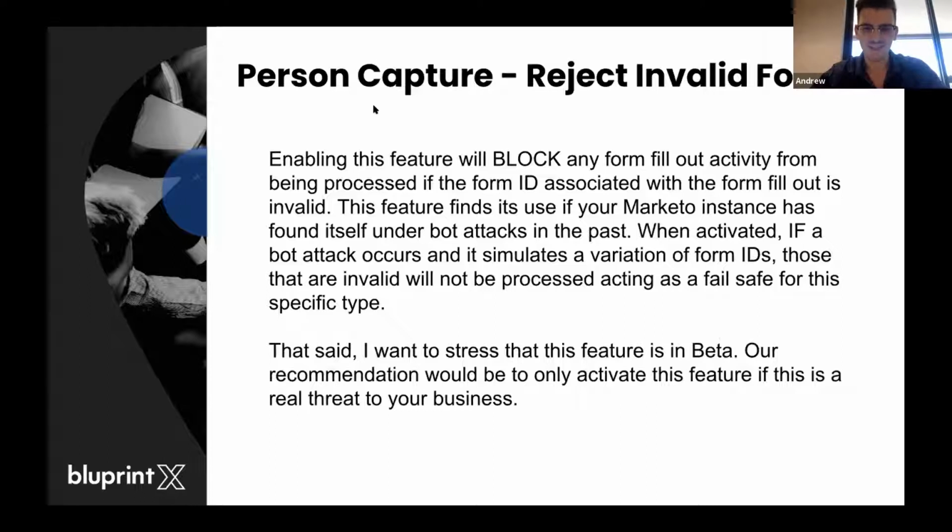Now, it sounds a little bit complex when I say it like that, but essentially, when activated, if your instance comes under attack from bots, one of the processes that bots can go through is they'll take the form details and start submitting it back to the instance. One of the variations of that is running through program IDs. Enabling this setting is simply saying, if it's an invalid form ID, don't accept the data. So it's a cool fail safe if you have been under attack from bots before.